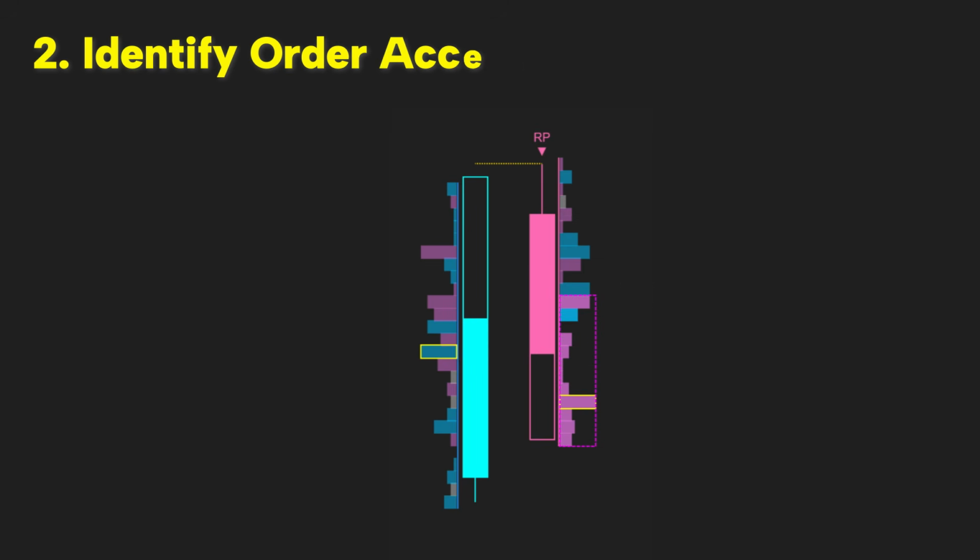Next, the indicator identifies what we call the order acceptance box. In simple terms, this is the price zone within a candle where the highest concentration of trades occurs. Once detected, the indicator highlights this area as a clear visual box directly on the candle.